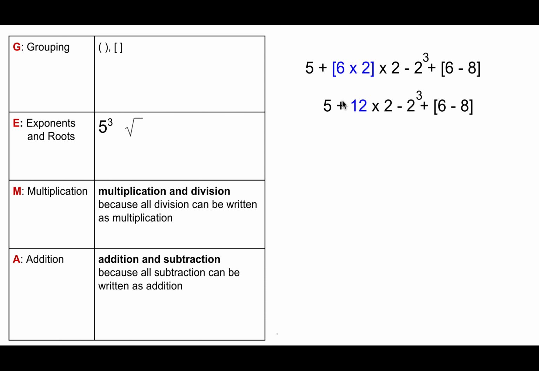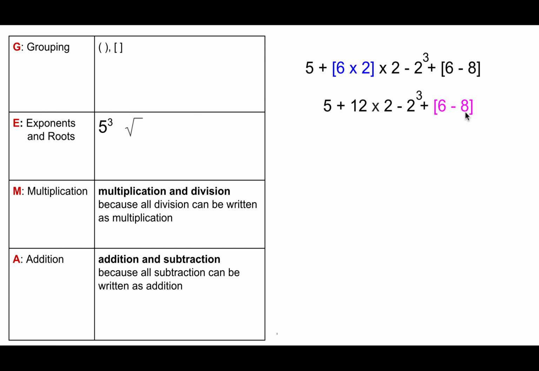Notice I brought the 5 down, the addition sign, the multiplication sign, the 2, minus the 2 cubed, plus the quantity of 6 minus 8. This is the only thing I didn't bring down, the 6 multiplied by the 2, because it's the product of 12. Now I need to see what I would do next. And just like I said previously, we did have another grouping, the 6 minus the 8. So let's do that one next.